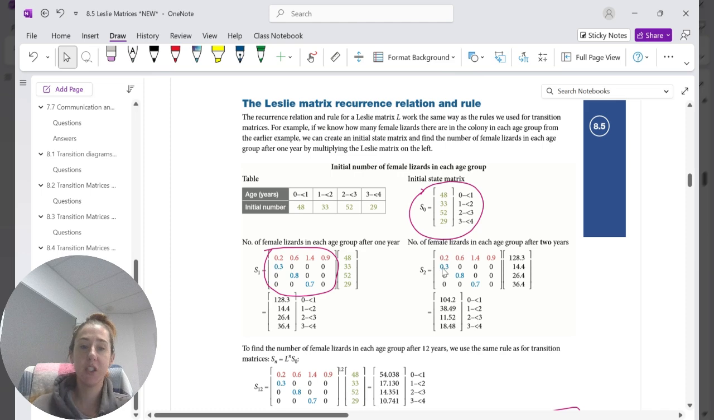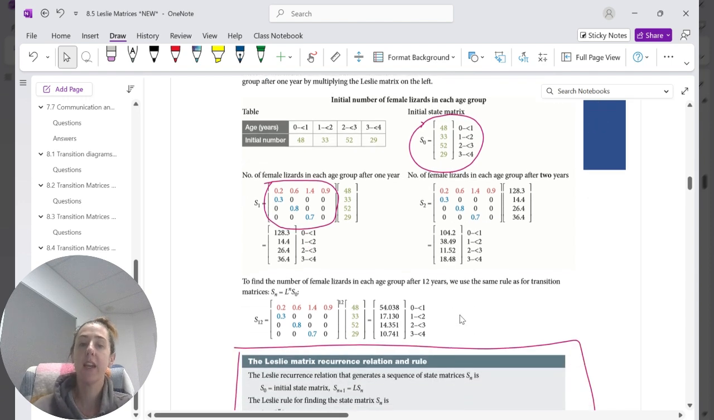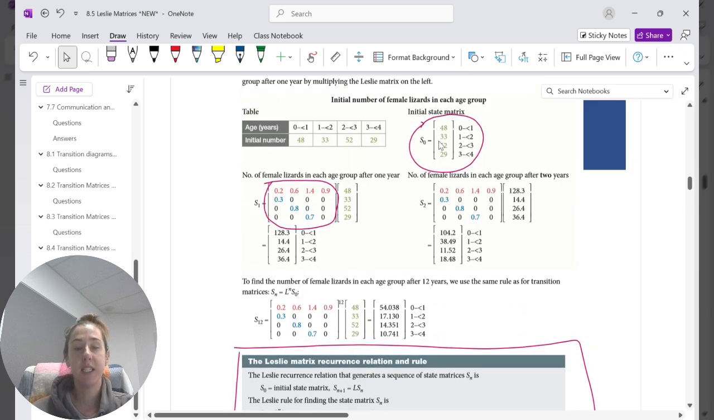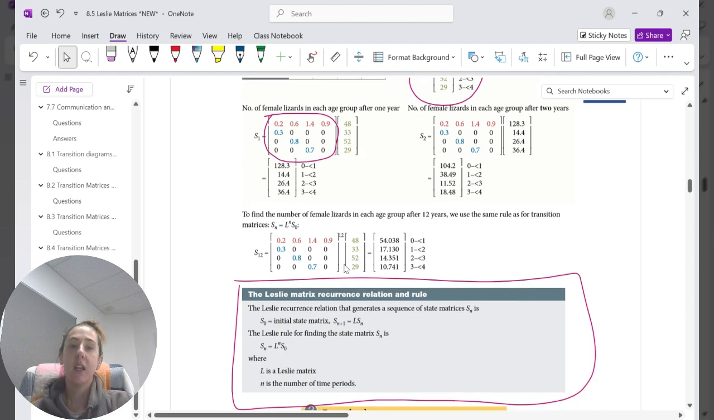If we wanted to then go to year 2, again, we take our Leslie matrix on the left and we multiply it by our previous year. So that would be the S of 1, not our initial state anymore. If we want to move to S of 2, we have to do S of 1 to find after 2 years. Okay, so that's really important to keep clear in your head, is that we're not each time using our initial state. We go from the year prior to calculate the next year.